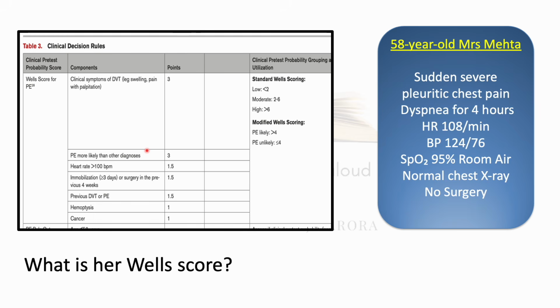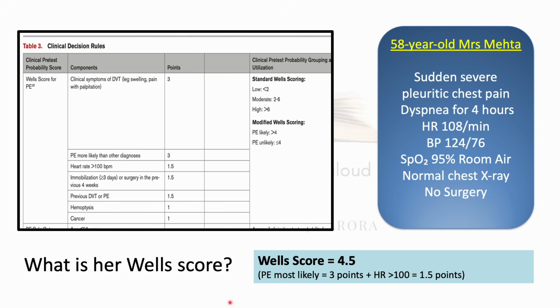Does my patient have a heart rate above 100? She does. Does my patient have a history of immobilization? No. Previous thromboembolism? No. Hemoptysis and cancer? No. So then what is her Wells score? So for this patient, the Wells score turns out to be 4.5. We have given 3 points for a clinical diagnosis, a clinical gestalt that this patient might have PE, and we've given her 1.5 points for heart rate being above 100.